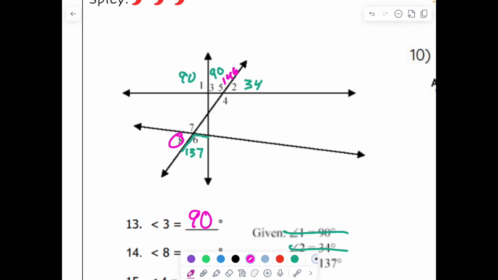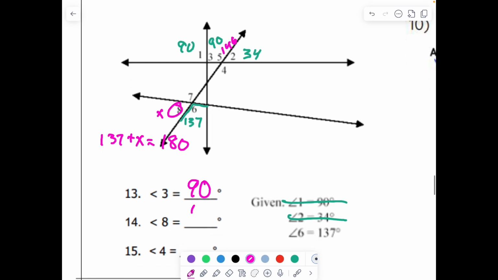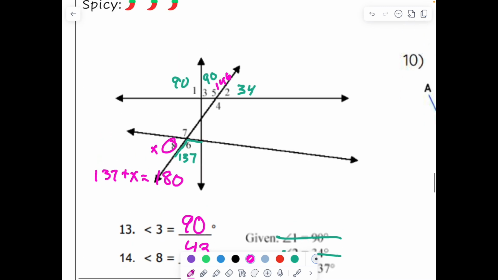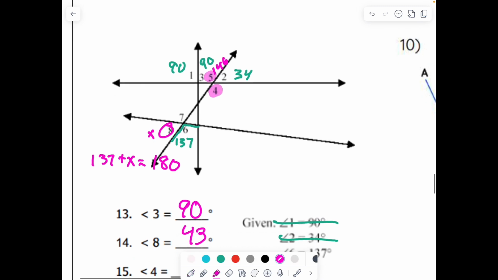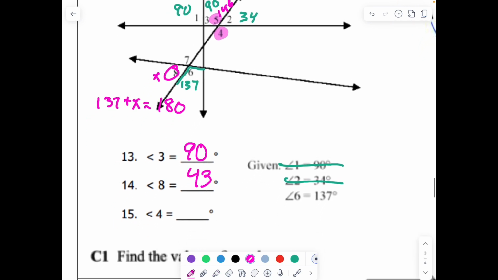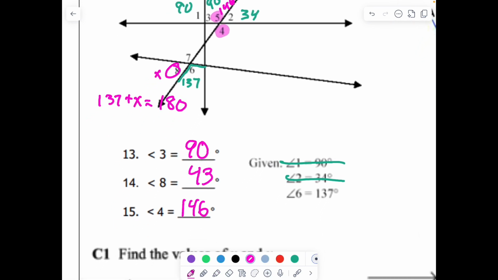It wants to find angle 8. 8 and 6 make 180 degrees, so 137 plus, let's call that x. If we put 8, we'll get a little confused. 180 minus 137 is 43. And then they want to know angle 4. It looks like angle 5 and angle 4 are vertical angles. So angle 4 is also 146.